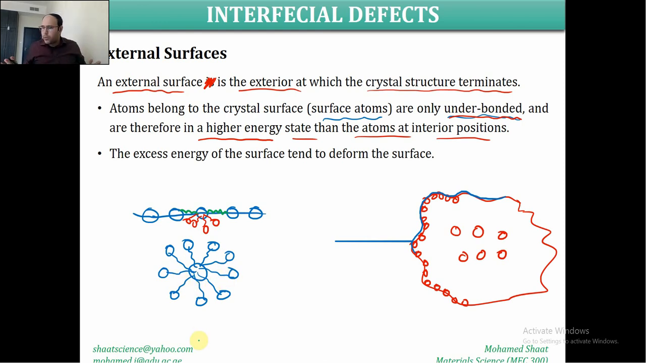So it is already in equilibrium and everything is even, all the bonding forces are equal. But for the atom that is located over the surface, they are only connected from the blue atoms. There are no atoms above, so all the connections are under. That's why it is known as under-coordinated or under-bonded. But there is no bonding on the top.